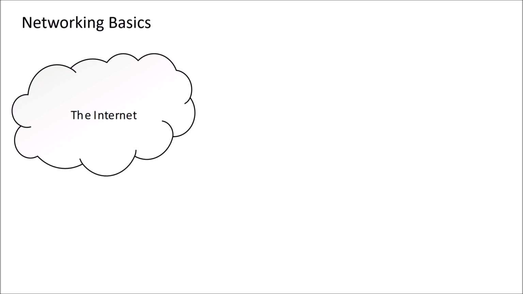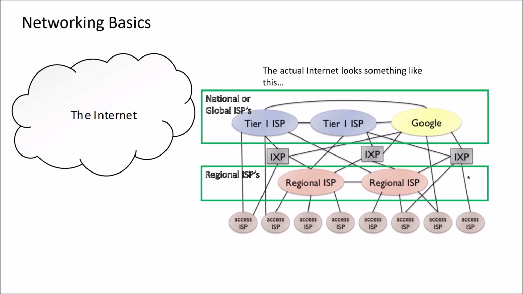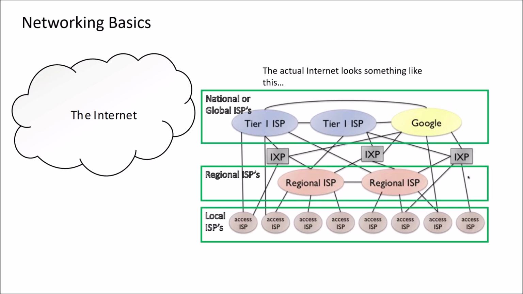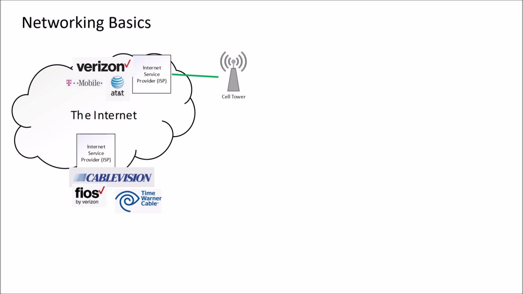Let's look at networking basics. Today we talk about the internet, and in reality, the internet looks something like this, where there are ISPs at the global, national, regional, and local ISP level. ISP is an internet service provider. There are internet exchange points in the middle that connect everything. Today we have internet service providers for our cell phones, and then we have internet service providers probably for our home ISP modem.